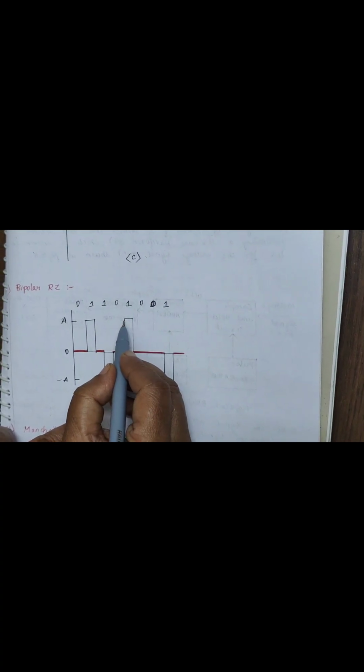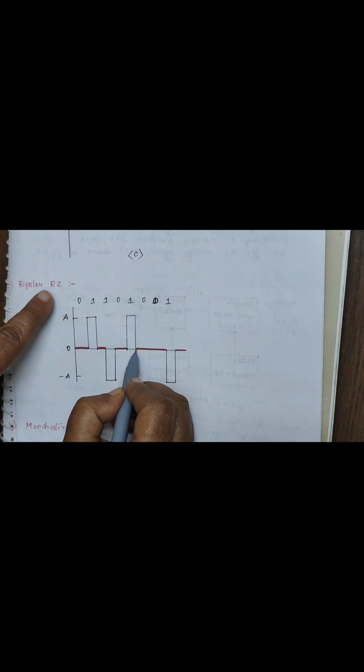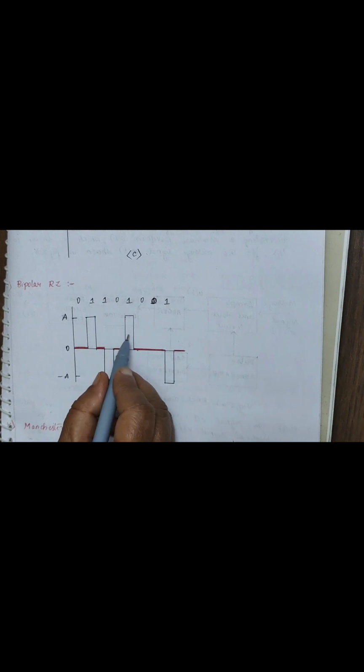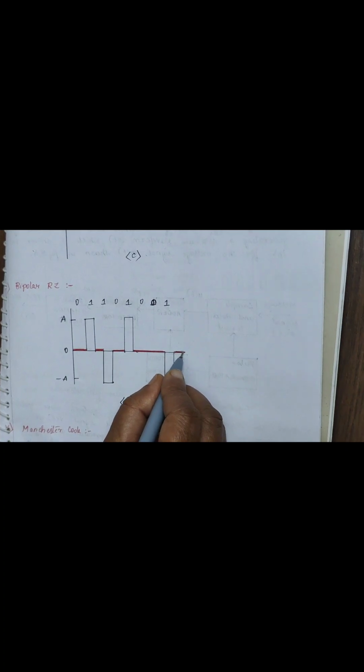Next one is the opposite of this polarity. Now -1 we have represented, now +1, but only for half duration, because it is return to 0. Symbol 0 is 0, and symbol 1 is like alternate mark inversion. Positive we have represented, here negative -1 we have to represent for half duration, and for the other half duration it is 0.